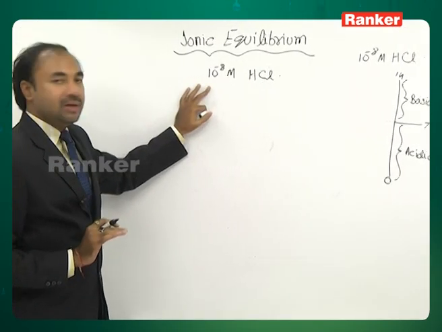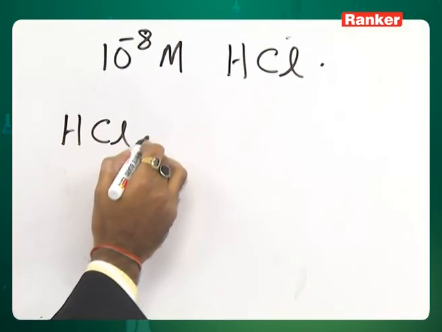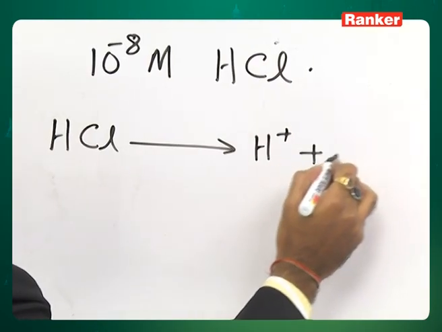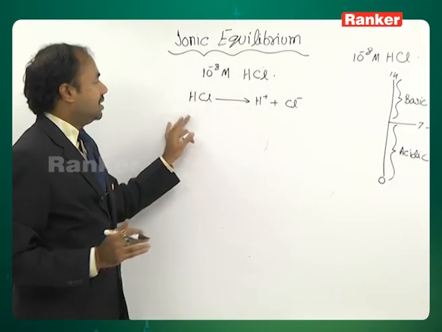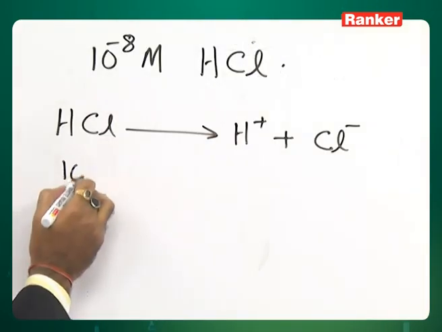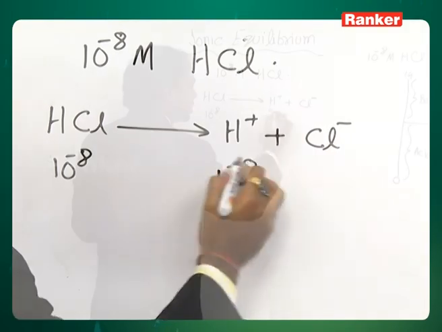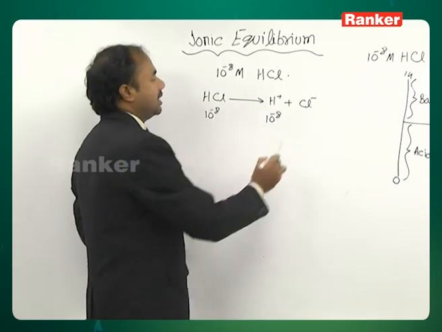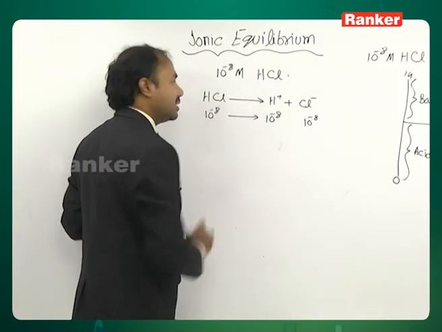In this case, consider the concentration of H plus coming from dissociation of HCl. HCl dissociates completely, we assume this, although a negligible amount remains undissociated, but a comfortable approximation is taken that it dissociates completely. If this is 10 to the power minus 8, then the concentration of H plus coming from dissociation of HCl will be 10 to the minus 8 moles per liter. Similarly, Cl minus also will be 10 to the minus 8 moles per liter on dissociation. This is the case here.